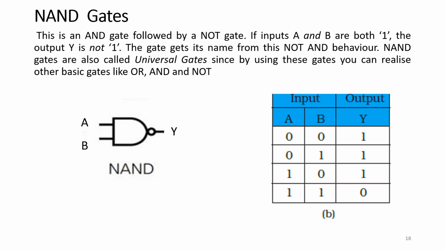If inputs A and B are both 1, the output is not 1. The gate gets its name from the NOT of an AND behavior. NAND gates are also called universal gates. So NAND gate is called a universal gate.